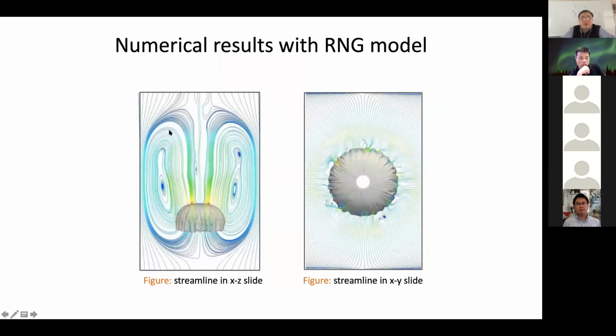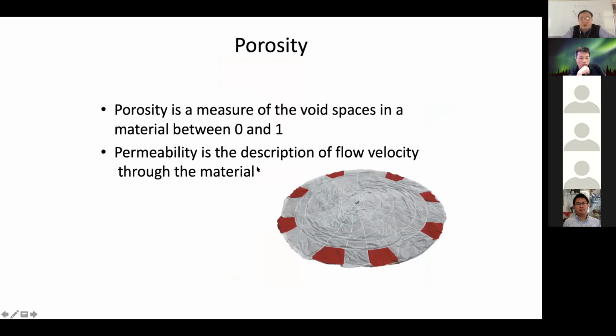And we can also take a look at the streamline of the parachute. Another thing that we need to consider for the parachute simulation is porosity. The canopy is not impenetrable. In fact, the design of the parachute sometimes intentionally gives porosity to the parachute to stabilize the parachute dynamics.